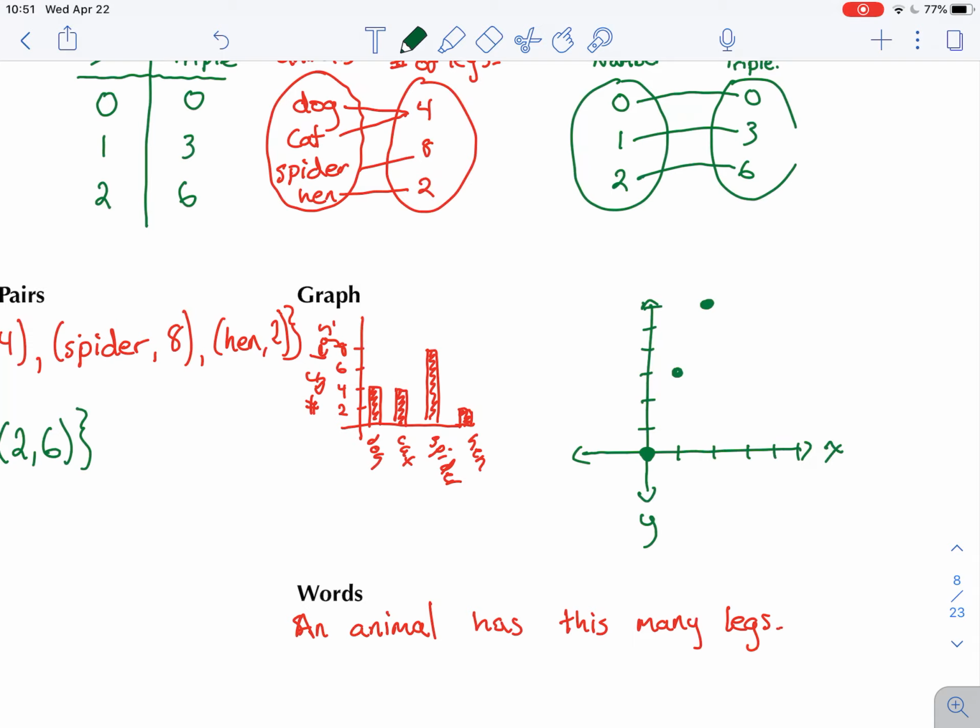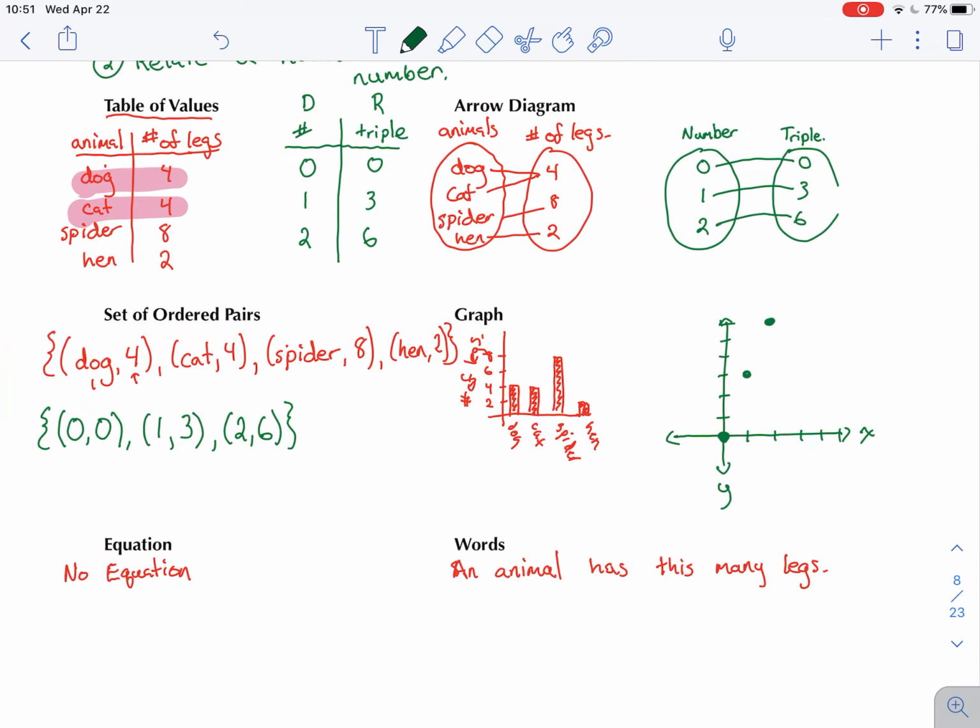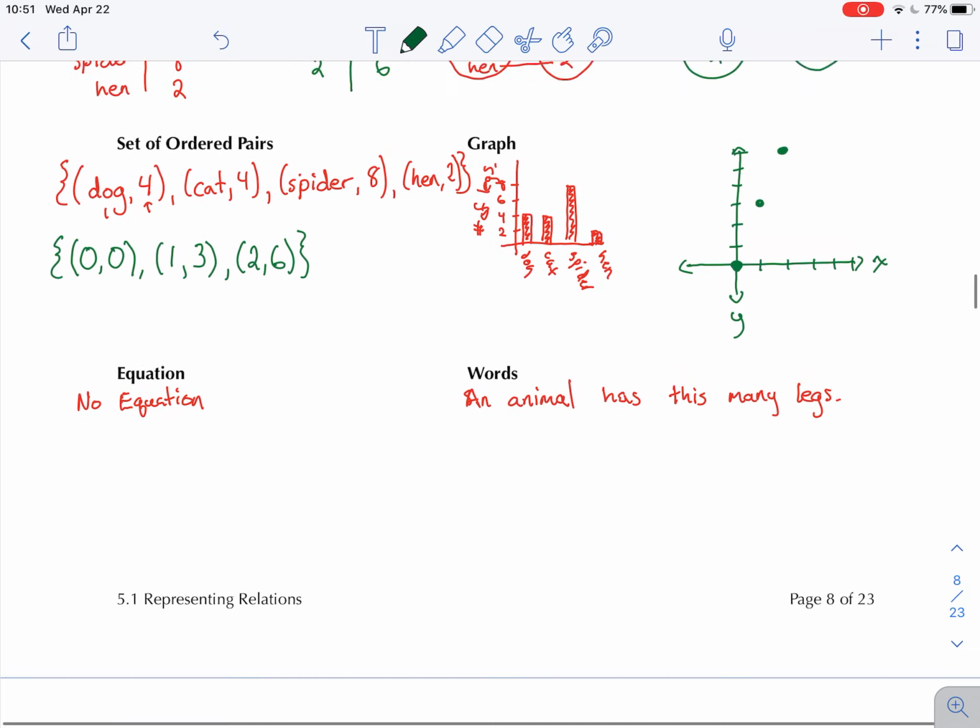Now, in this relation, because I've explicitly stated that it only has 3 values in the domain, I only plot those 3 values. I do not put a line between them, because I said the domain is only 0, 1, and 2.